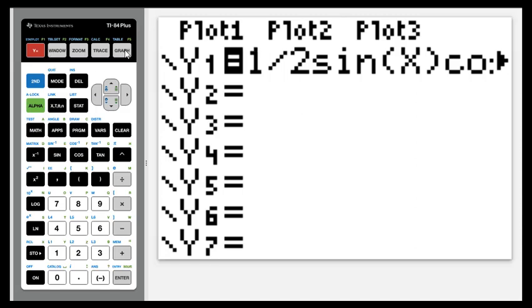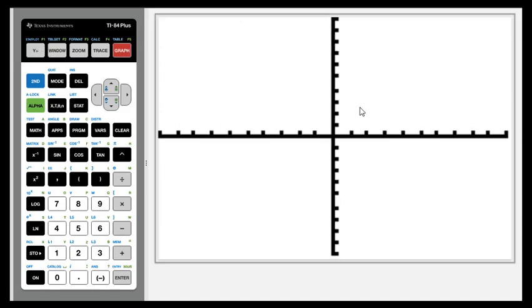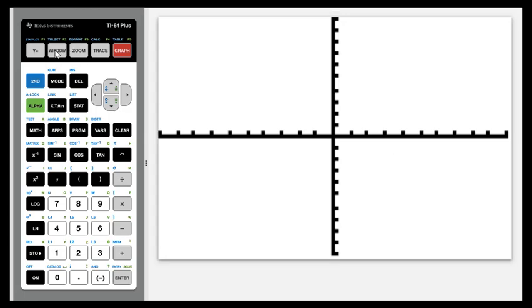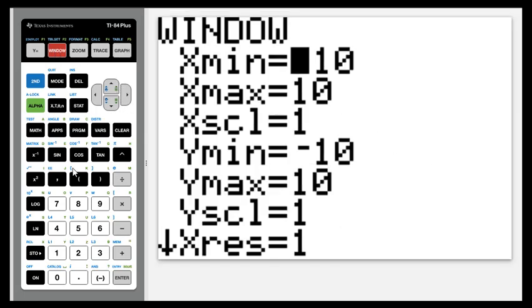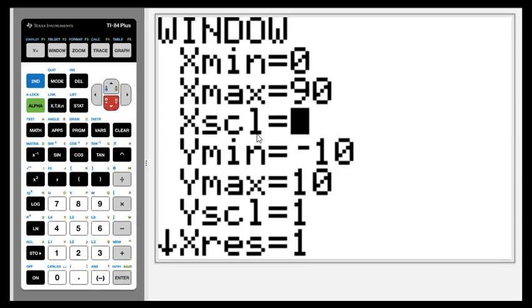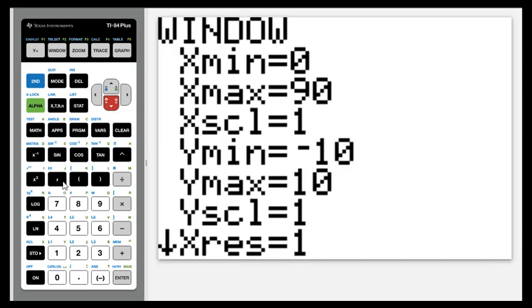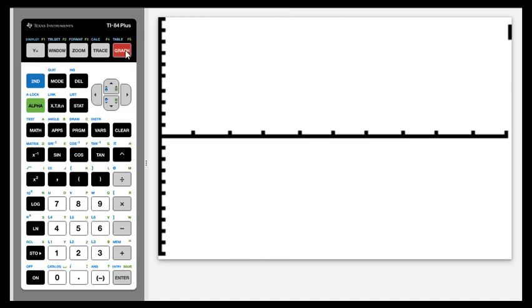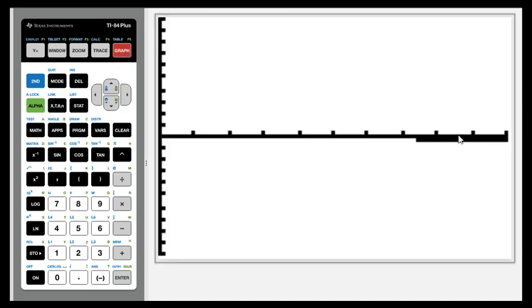If you are not familiar with the solver, you can go to graph and figure out the x-intercept. So I will push graph. Nothing happened here because the domain is too small. I will change the domain for x. They said it's between 0 to 90, so I change it into 0 to 90. And this is the scale. Normally, I use the maximum number divided by 10. Let me do 9. Then I graph again.